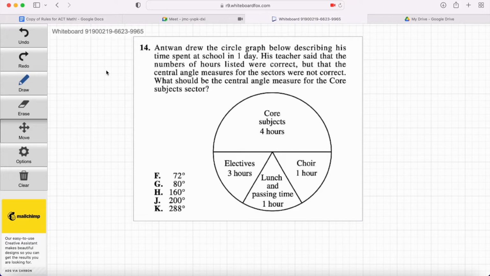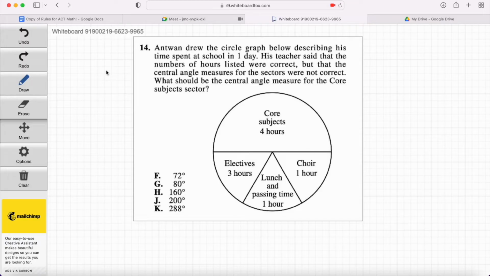Go and read question number 14 for us, please. Is that supposed to be a name? I think it is. Antoine. Okay. Antoine drew the circle graph below, describing his time spent at school in one day. His teacher said that the numbers of hours listed were correct, but that the central angle measures for the sectors were not correct. What should be the central angle measure for the core subject's sector?